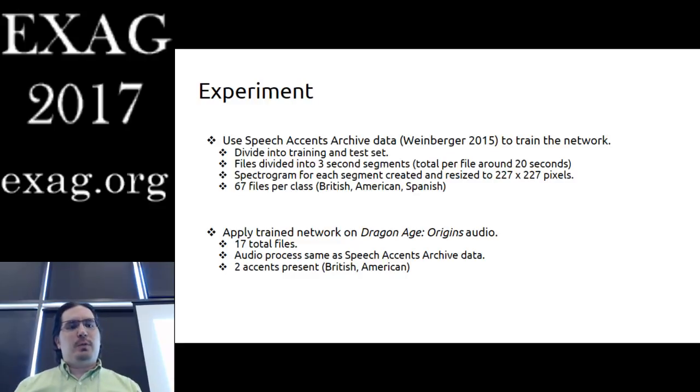Since creating them into a single spectrum would lose some information, we decided to segment each of the files into 3-second segments. So approximately 7 segments per file were created. The reason we went with 3 seconds is we tried different sizes, and 3 was the one that was giving us the best results.